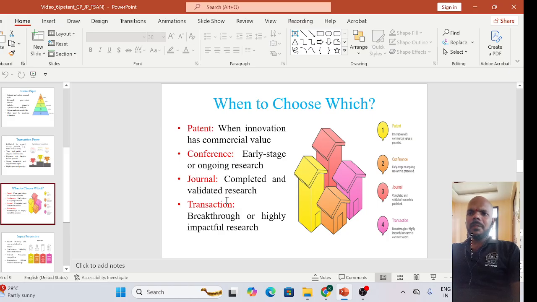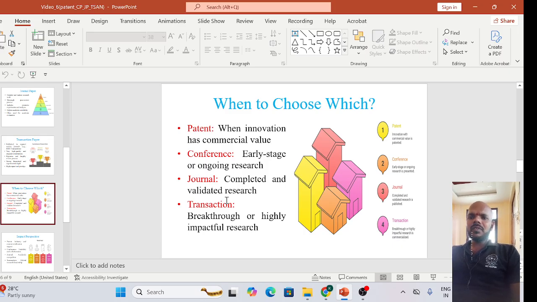Next one is, so now we discuss what is a patent, what is a journal paper, what is a transaction paper, right? So when to choose the patent, when to choose conference, when to choose journal, when to choose the transaction paper, right? So you got any innovation or any idea to commercialize, so in that case you may go for a patent, right?